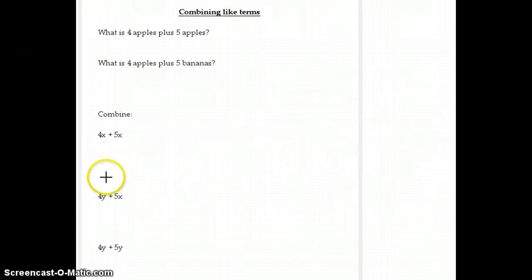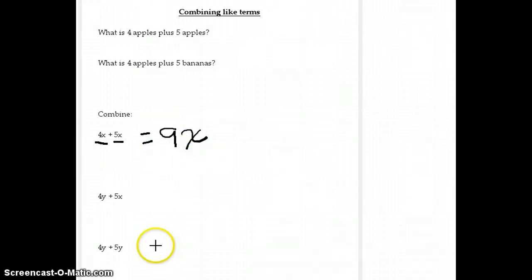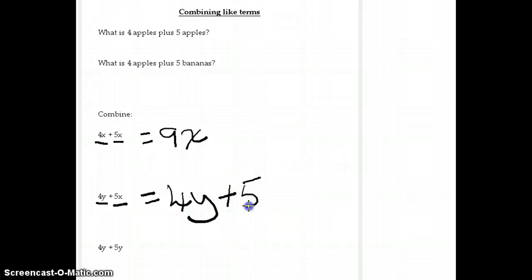So, combine 4x and 5x. I have 4x's, I have 5x's. So when I add them together, I end up with 9x's. I have 4y and a 5x. Will they combine? No. 4y plus 5y. Well, how many y's do I have? This says I have 4y's, this says I have 5y's, so I have 9y's. Very straightforward.